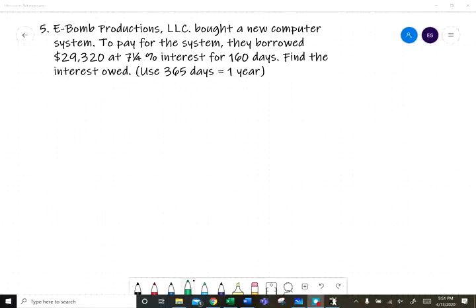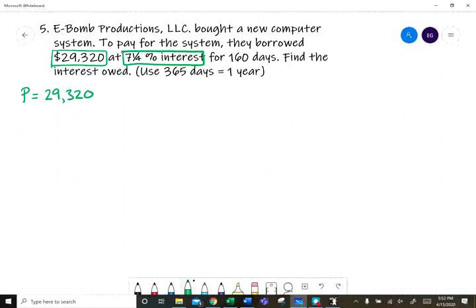Okay, so they borrowed $29,320. So that's the starting amount of the loan, so that's our principal. Principal is $29,320 at an interest rate of 7.25% interest. And remember, this is simple interest, and we have to convert that to a decimal. We have to convert that to an actual number.